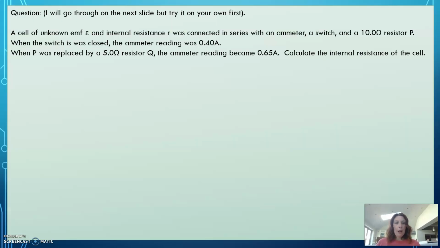So there's the question again. Let's look at circuit P. The EMF of circuit P will be I big R plus I little r. We know the current, and we know big R, so 0.4 times 10, plus, we know I, again 0.4, but we don't know little r. So we get 4 plus 0.4r.